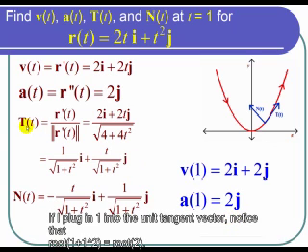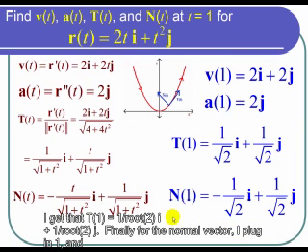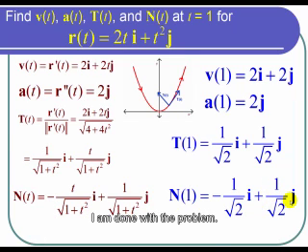And if I plug in 1 into the unit tangent vector, notice that the square root of 1 plus 1 squared is the square root of 2. So I get that T of 1 is 1 over root 2 i plus 1 over root 2 j. And then finally the normal vector, I plug in 1, and I get that the unit normal vector evaluated at t equals 1 is negative 1 over root 2 i plus 1 over root 2 j. And I'm done with the problem.